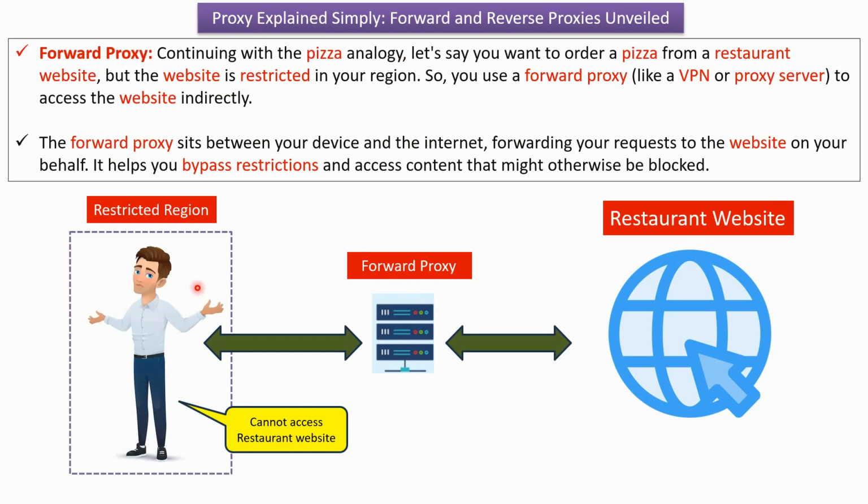Let us say you want to order the pizza from the restaurant website, but the website is restricted in your region, so you cannot access it. So what you will do is use a forward proxy like a VPN or proxy server to access the website indirectly. A forward proxy sits between your device and the internet, and it forwards the request to the website on your behalf. A forward proxy helps you bypass the restriction and access the restricted content.